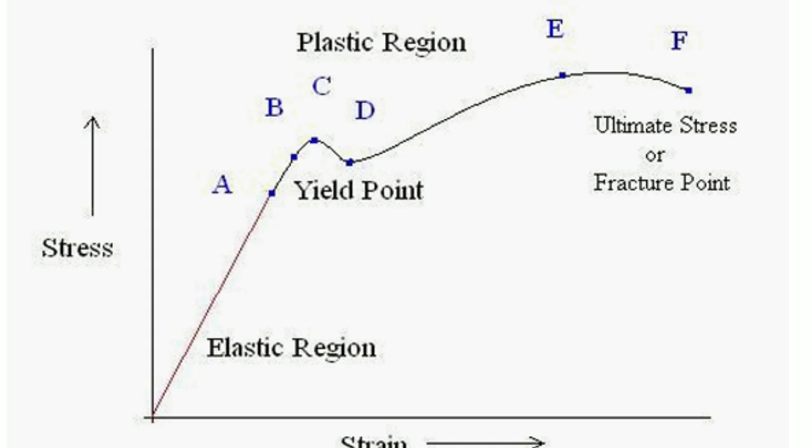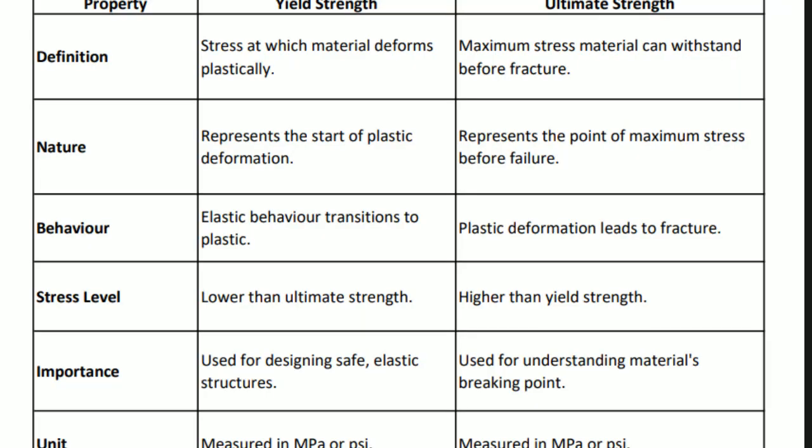Now what is the difference between ultimate strength and yield strength? By definition, yield strength is the stress at which the material deforms plastically, but ultimate strength is the maximum stress the material can withstand before fracture. So it is the maximum point. What is the nature? Yield strength represents the start of plastic deformation. After the yield point plastic deformation starts, and as we already discussed, the material will not return if the load is removed. But the ultimate strength represents the point of maximum stress before failure. After that it will fail.